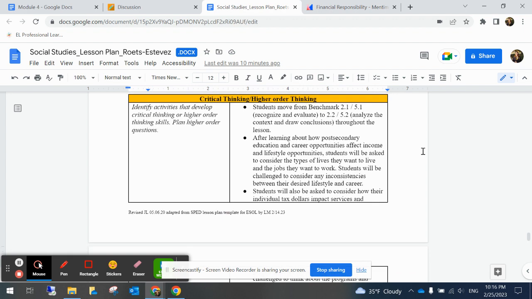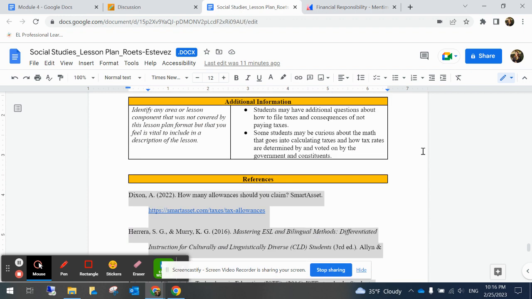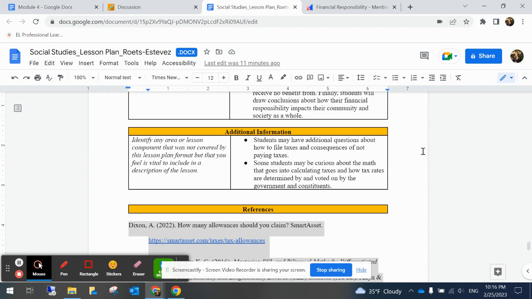And really moving from the benchmark, from recognizing and evaluating to analyzing and drawing conclusions, students are going to look at how do my decisions now impact my future, and how does my financial future kind of determine my ability to engage in my communities and societies. So that was a little bit of my thought process working through this lesson plan. Please let me know if you have any questions.